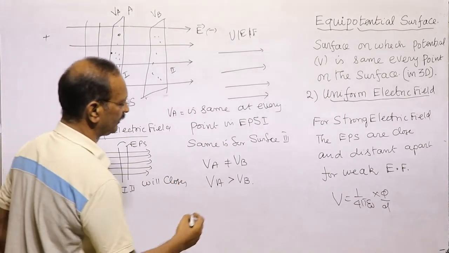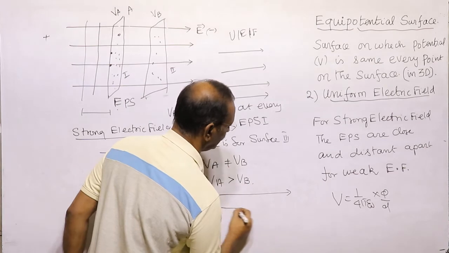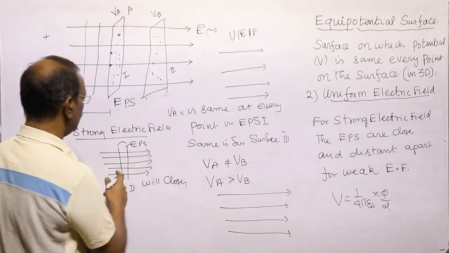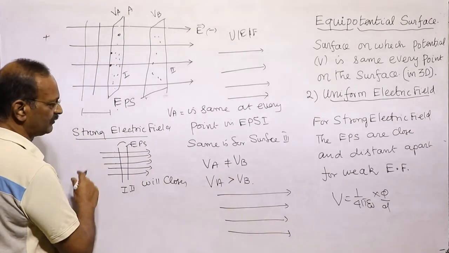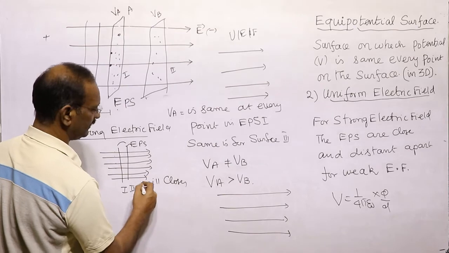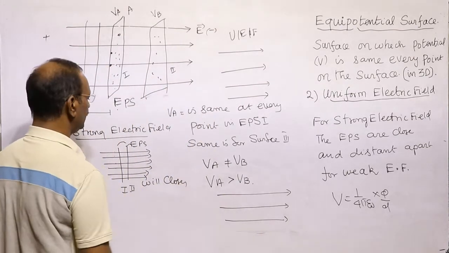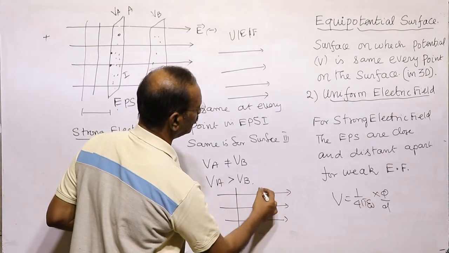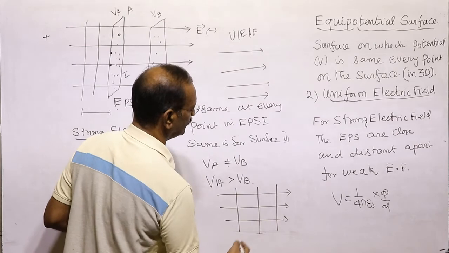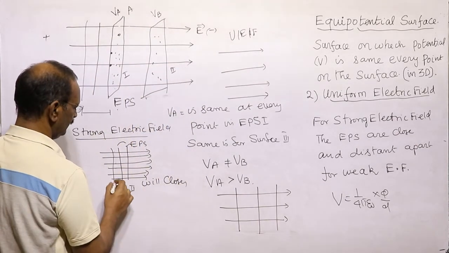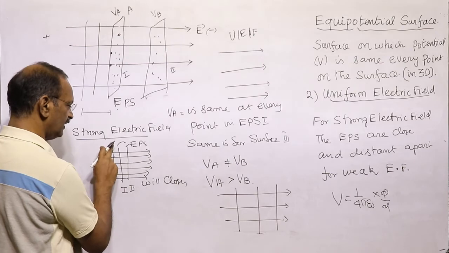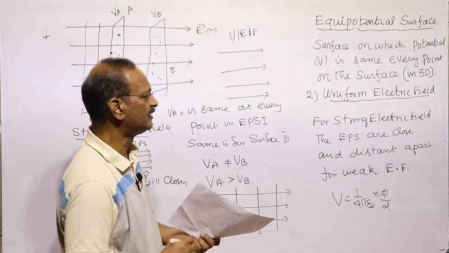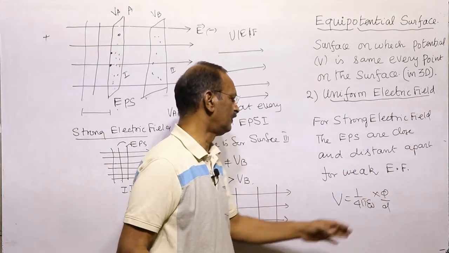Suppose for a weak electric field, the number of field lines are far away from each other. It is uniform but weak. Here in a given area, how many electric field lines are there? 5. Here, how many electric field lines are there? Here 3. So this is a weak electric field as compared with this one. For a weak electric field, the equipotential surfaces will be distant. It means here 1, 2, 3, it is closer. The equipotential surfaces are closer here, but here the equipotentials are distant. The equipotentials are distant apart for a weak electric field.